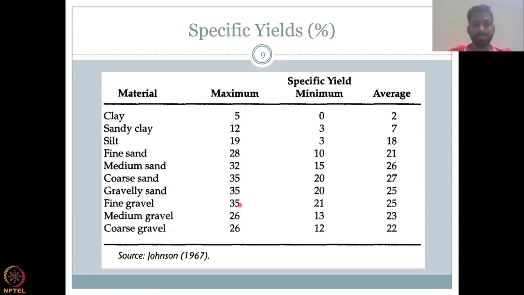So the max values are ranging at 35 for all the sand units and gravel units, whereas the lowest value is in clay with specific yield as zero, and wherever clay is mixed, it pulls down the specific yield value.